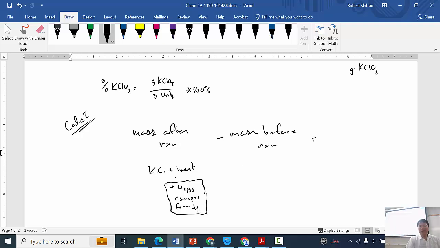The mass before the reaction is equal to KClO3. Actually, I have this backwards, but it's fine. Plus the inert stuff. The inert stuff doesn't react. So I should do the mass before the reaction minus the mass after reaction. And do you know what that's going to give me? It's going to give me the mass of oxygen gas that was lost. So the difference in the mass before and after, the after we're missing the oxygen gas.